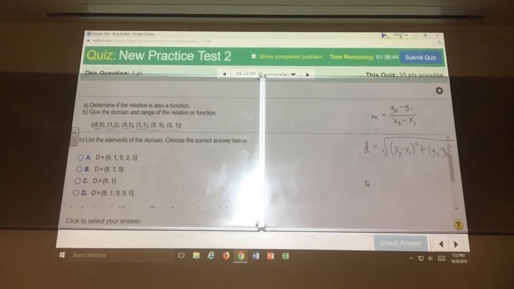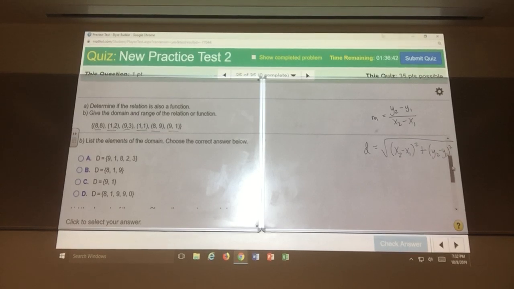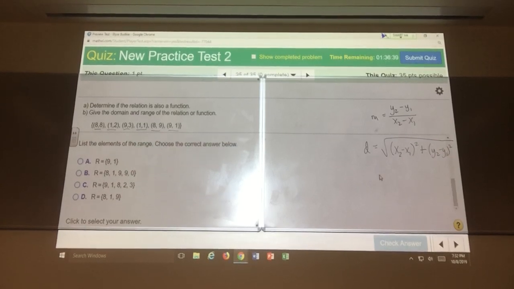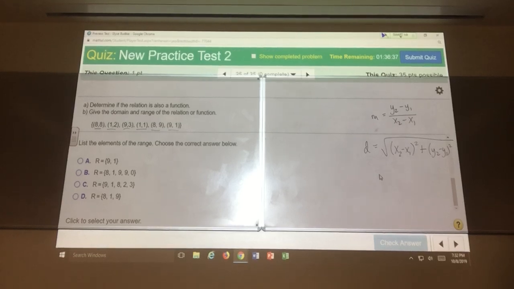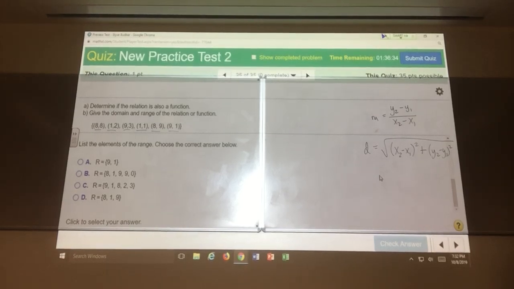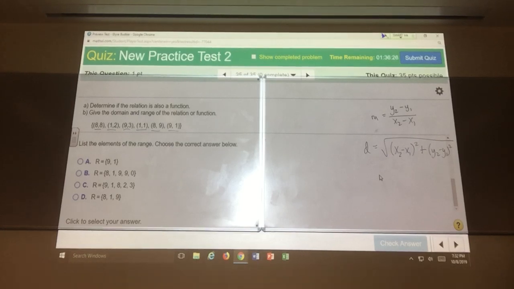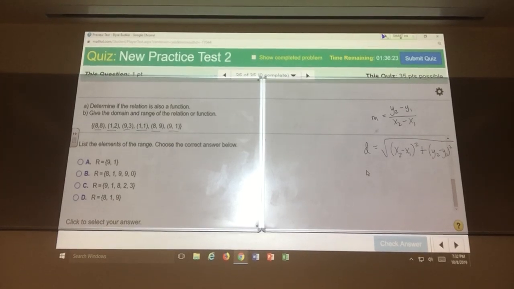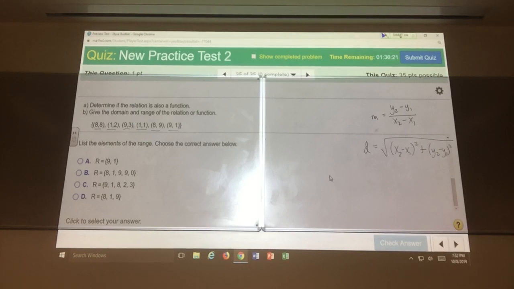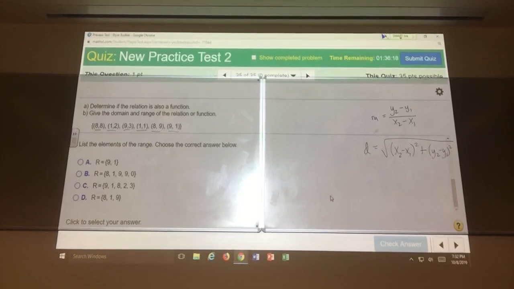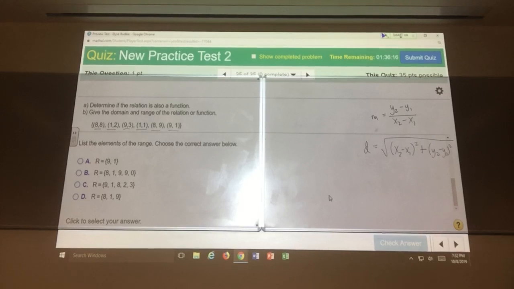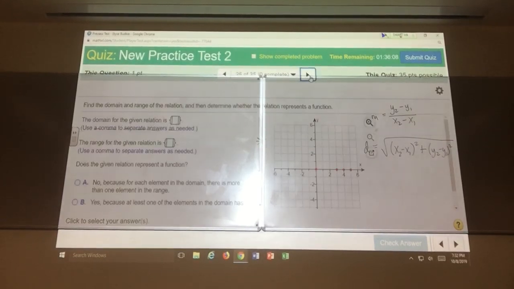Okay, I bet I know the next one. Range. Look at the y's. We have 8, 2, 3, 1, 9. So, which one would that be? C? Yep. Yes, I agree. It was confusing me because they weren't in any order. That's just why it was confusing me for a second. Okay, and that's it on that one. Not too bad, right? But you just have to think about it for a second.